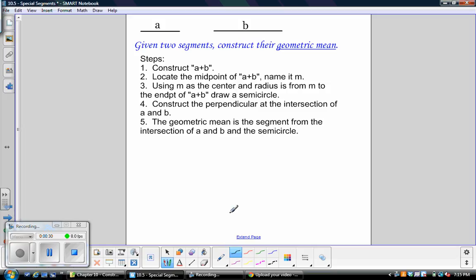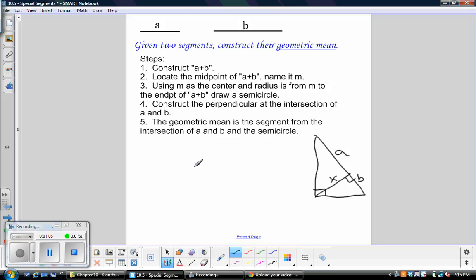So we know that when we have a right triangle, I have a right triangle, those are both straight lines, I promise. And from this vertex, if I drop a perpendicular or drop the altitude, that segment X is the geometric mean between A and B. So that's essentially what we're going to do.